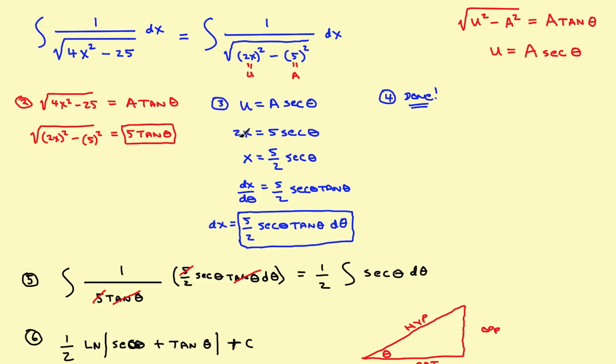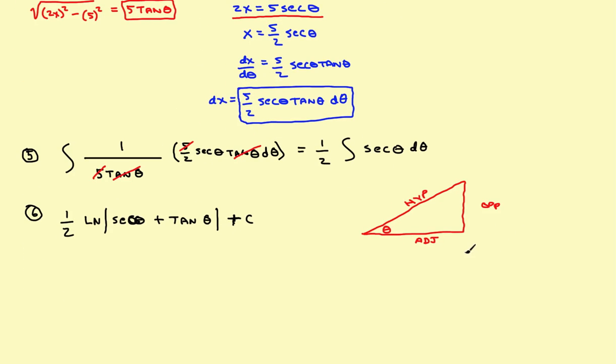You've got 2x is equal to 5 times the secant of theta. So using that relationship, let's bring it down here. You know that 2x is equal to 5 times the secant of theta, and therefore 2x divided by 5 is equal to the secant of theta. Now, just a reminder, the secant is defined to be the hypotenuse over the adjacent. So use this to label your sides.